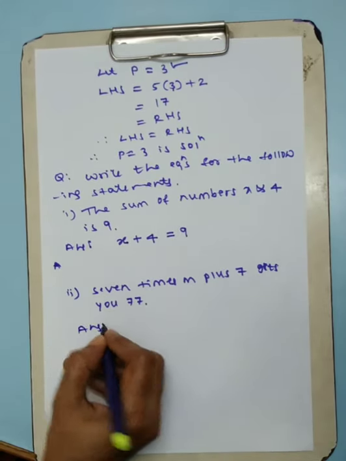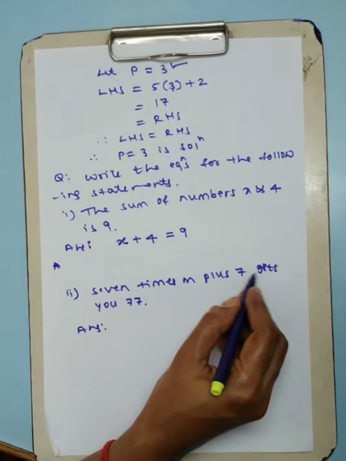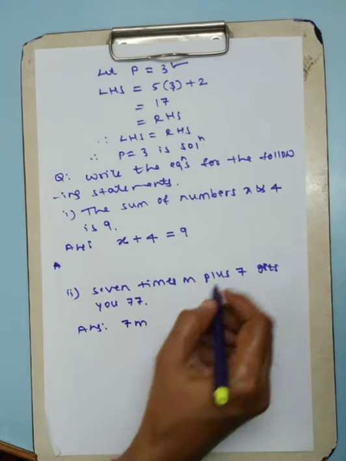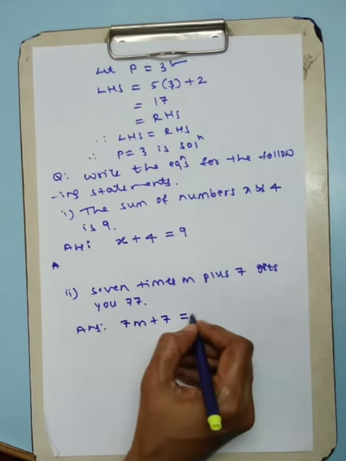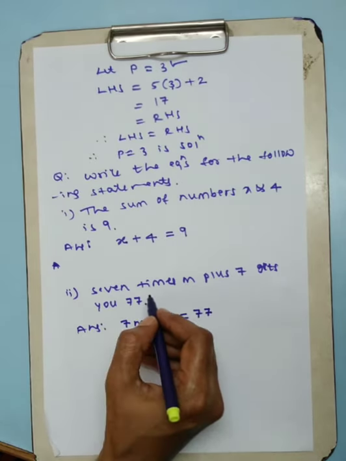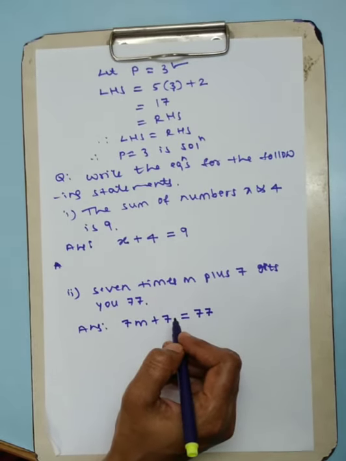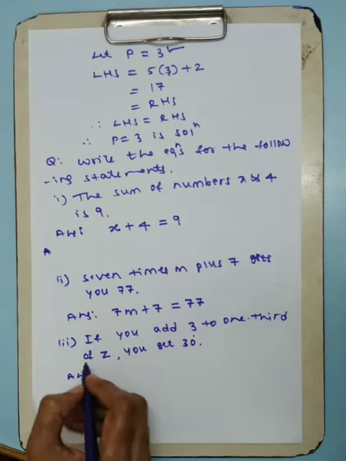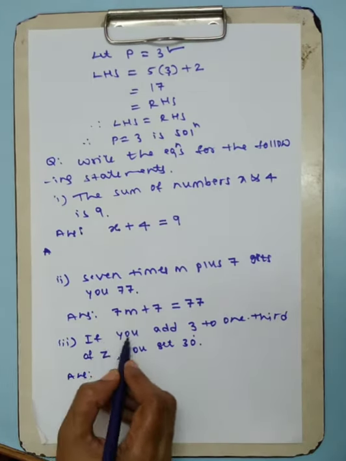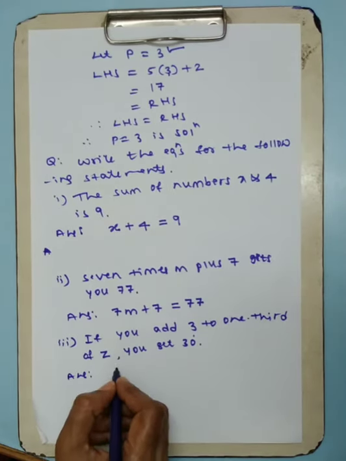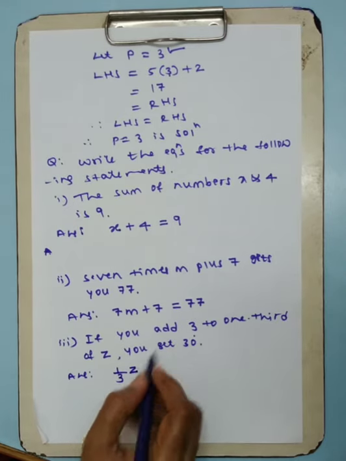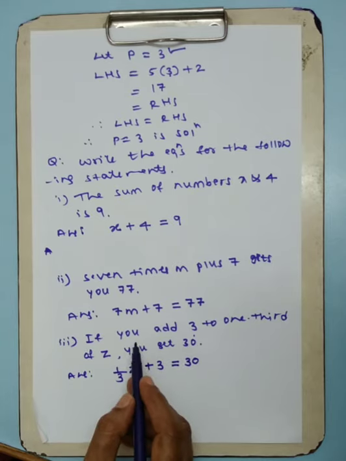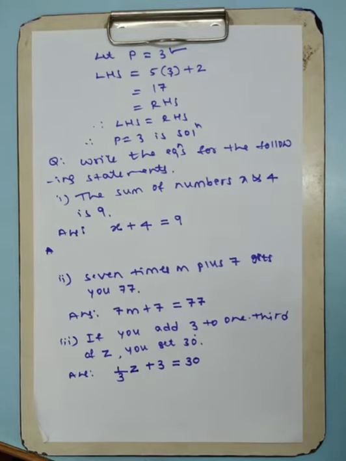Now one more example: 7 times m plus 7 gets you 77. 7 times means into. So 7 times of m plus 7 gets you 77 means equal to 77. This is the equation for the given statement. Let us take one more example. If you add 3 to 1/3 of z, you get 30. 1/3 of z means 1 by 3 of z. If you add 3 to it, that is 1/3 of z plus 3, you get means equal to 30. This is the equation for the given statement.